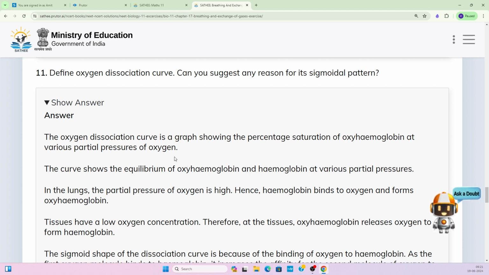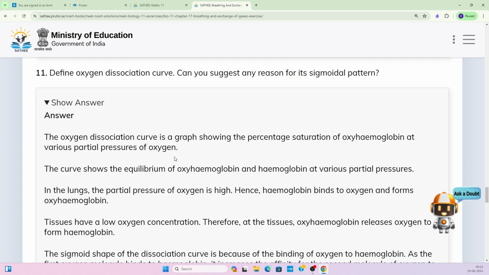That graph explains how oxygen combines with hemoglobin and what happens when there is a separation of oxygen and hemoglobin. So the oxygen dissociation curve is a graph showing the percentage saturation of oxyhemoglobin, how much hemoglobin is saturated by attaching with oxygen, at various partial pressures of oxygen. The curve shows the equilibrium of oxyhemoglobin and hemoglobin at various partial pressures.